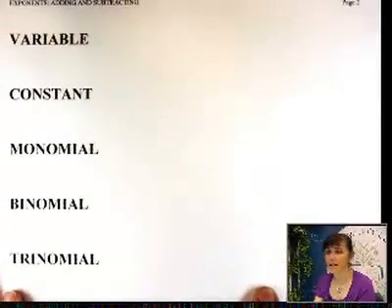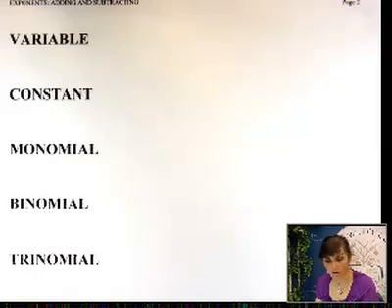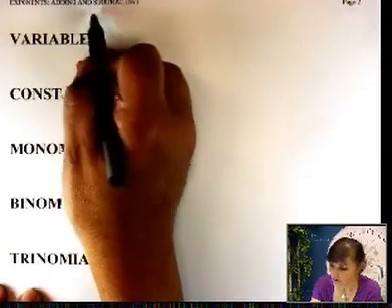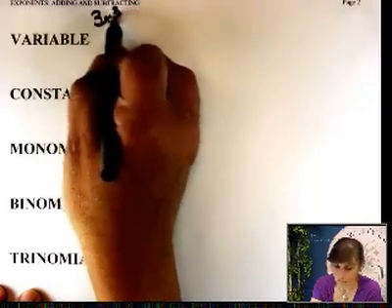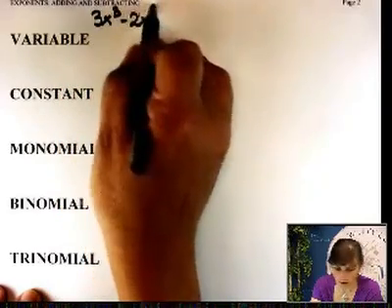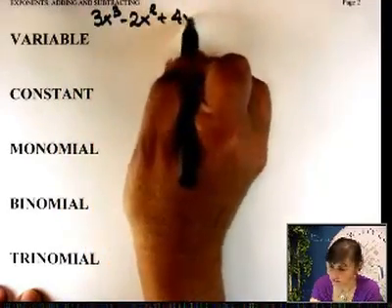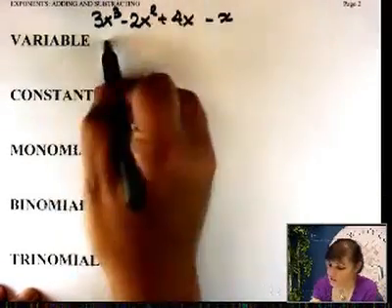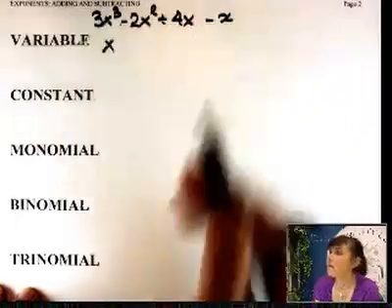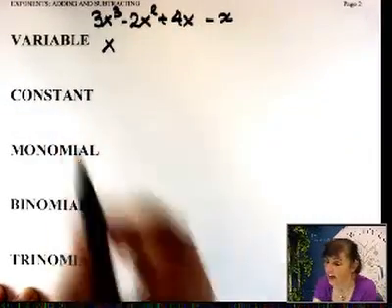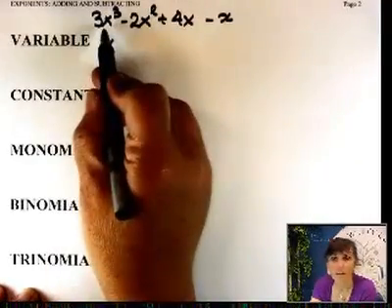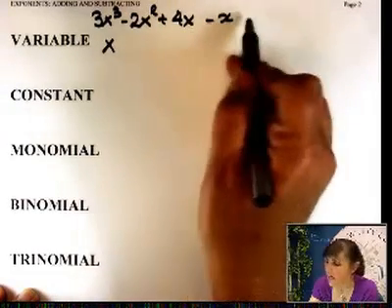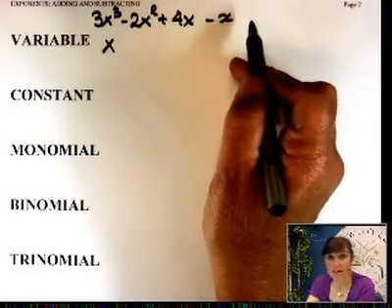Let's talk about the variable. So when I look at the variable, let's put the polynomial again here so we can talk about it. 3x cubed minus 2x squared plus 4x minus x. Okay? A variable is going to be x. These are the ones that are only letters. Constants in a term are the numbers that have nothing as a letter with them.